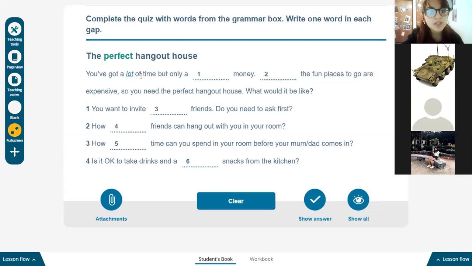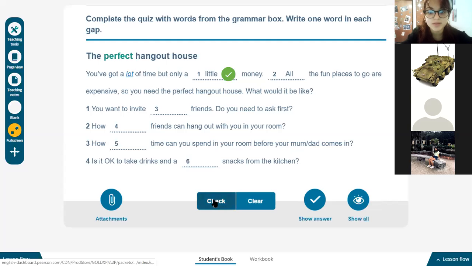You've got a lot of time, but only a little money. We're going to do the first. A little money. All the fun places to go are expensive, so you need the perfect hangout house.